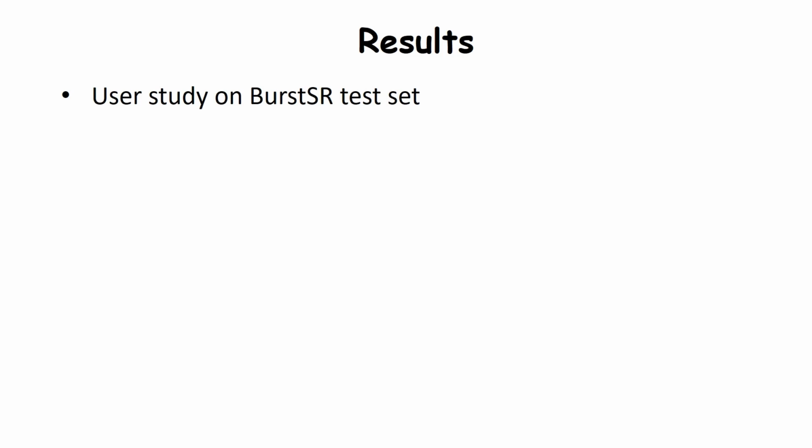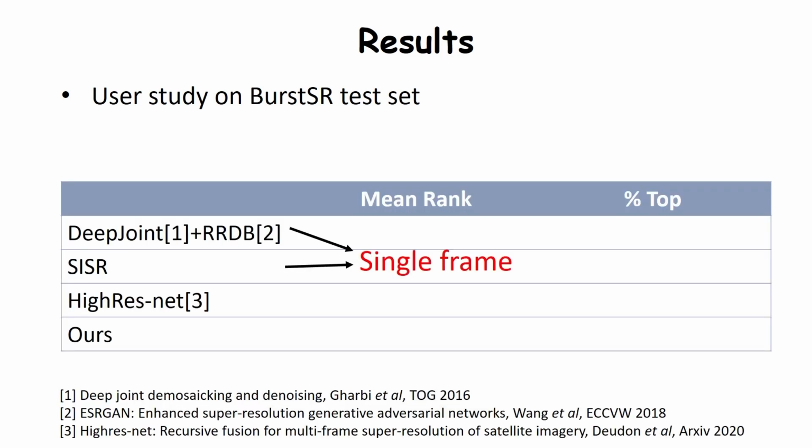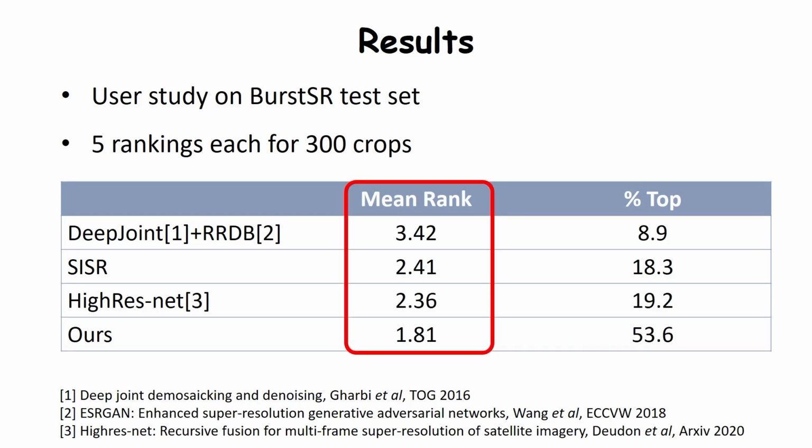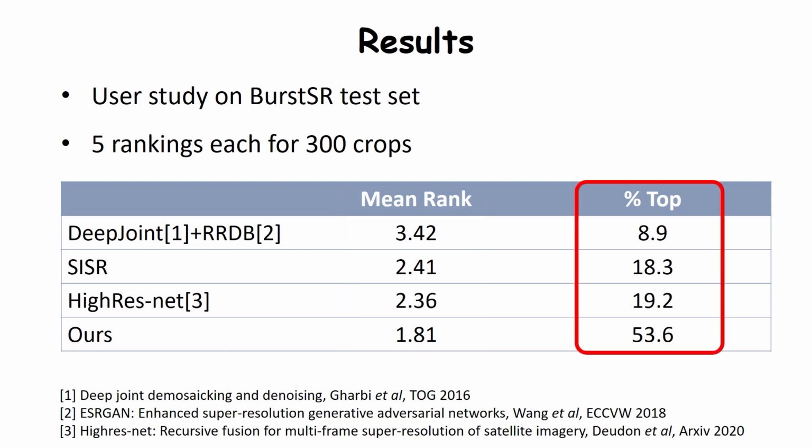We also conducted a user study on the Burst SR test set to compare our method with other single-frame and multi-frame approaches. The users were asked to rank the predictions of all methods for each image crop. We obtained 5 independent rankings for each of the 300 crops. Our approach obtains the best mean rank. Furthermore, the output of our method was ranked as the best among all methods in over 53% of the times.